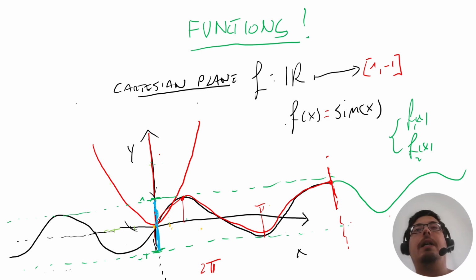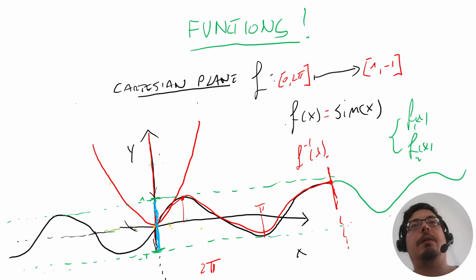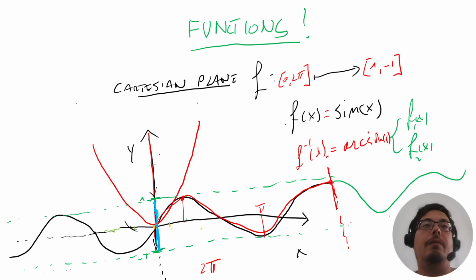And also you can define a function that you can invert. For example, if you don't go from R to R, but if you go from 0 to pi, in this way, you can also think about the inverse function, f to the minus 1, which maybe I will talk about in another video, which is arcsine. Because otherwise you would have 2 points with the same value on the y-axis, and you don't want that.